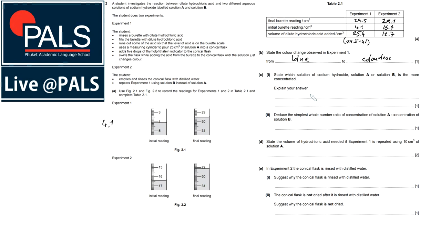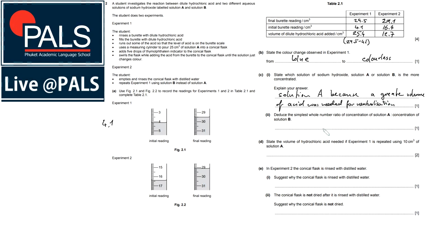Okay, state which solution of sodium hydroxide is more concentrated. Well, we can figure that out by checking the volume of acid that has been added to the sodium hydroxide, and we know we have added more in experiment one, therefore our solution in experiment one is more concentrated. So solution A, a greater volume of acid was needed for neutralization or something similar.